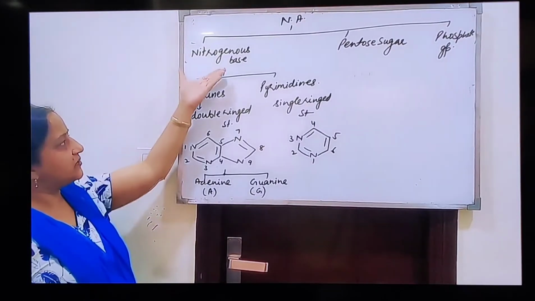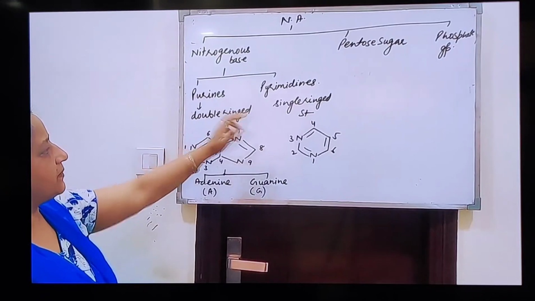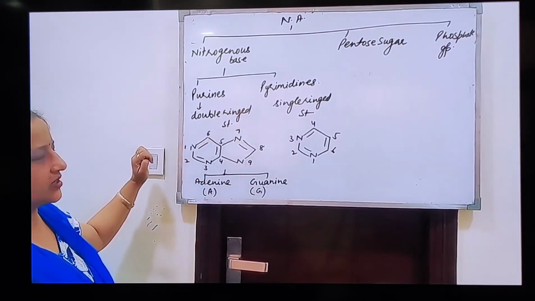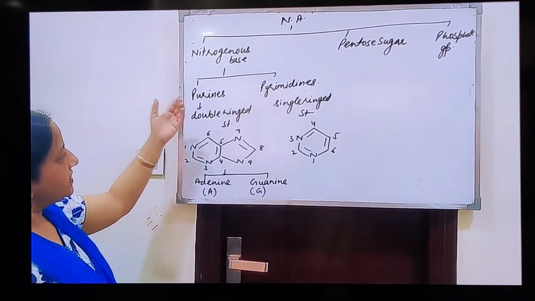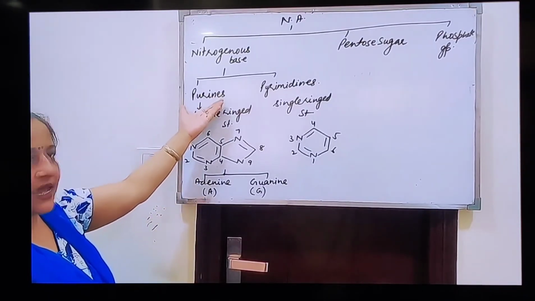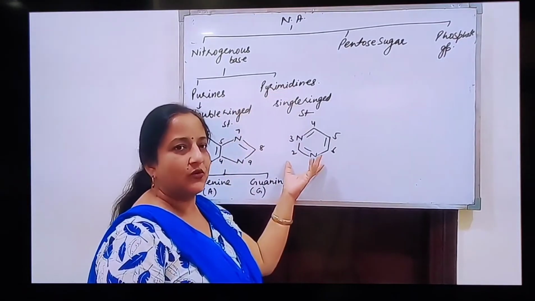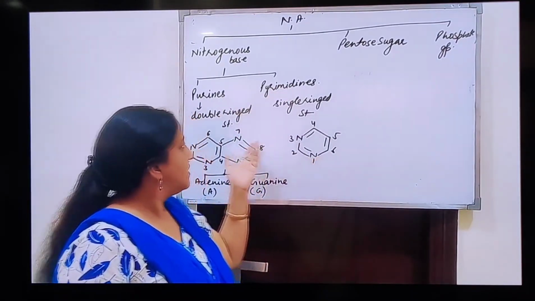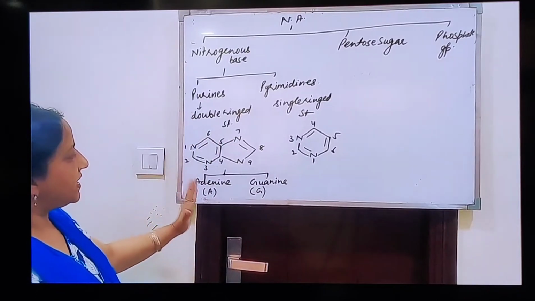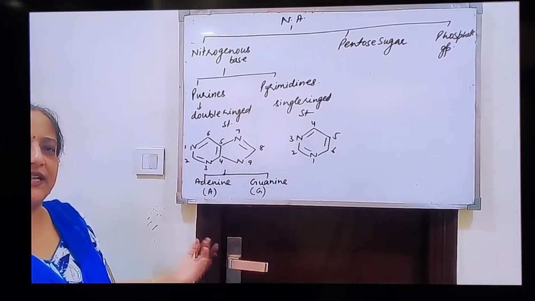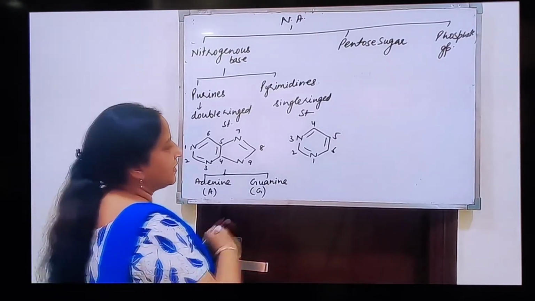So nitrogenous bases are of two types, purines and pyrimidines. Purines are double ring structure and pyrimidines are single ring structure. See, जिसका नाम छोटा है, प्यूरिन छोटा है नाम, इसका स्ट्रक्चर बड़ा है, और जिसका नाम बड़ा है उसका स्ट्रक्चर छोटा है, उसके पास एक ही रिंग है. Purines are of two types, adenine and guanine, and these are present both in DNA and RNA.